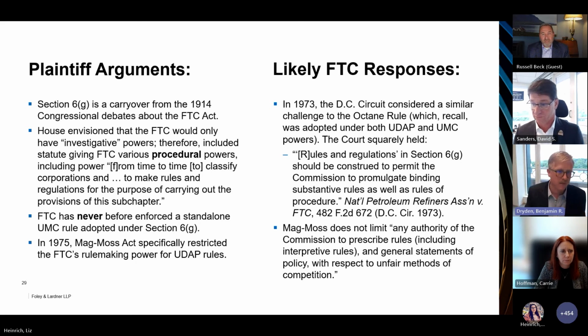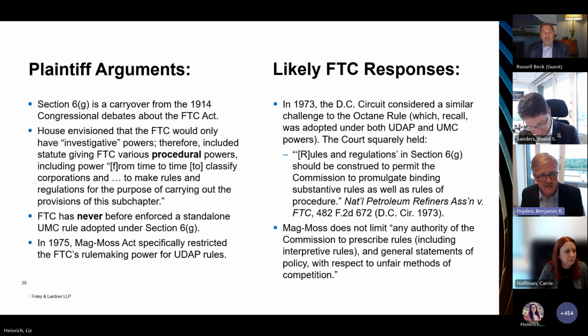And I'm going to ping pong back and forth real quickly, but looking at the congressional intent and the structure of the FTC Act, there really is a compelling argument that Section 6(g), which, I mean, picture there's an A, B, C, D, 6(g) is just an ancillary provision that's meant to provide procedural powers to the FTC. It wasn't meant to give the FTC the ability to write law. So the argument is that Section 6(g) only gives procedural powers. And to ping pong to the other side, the FTC's response to that isn't half bad.